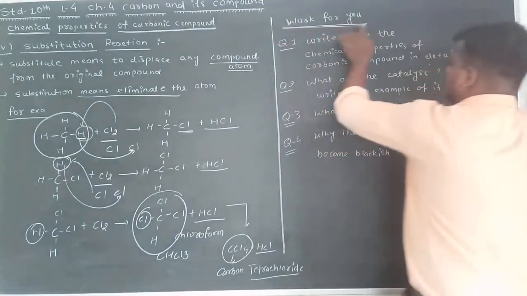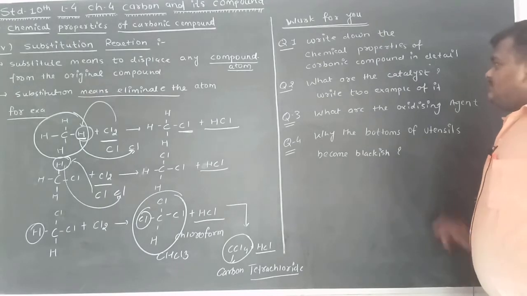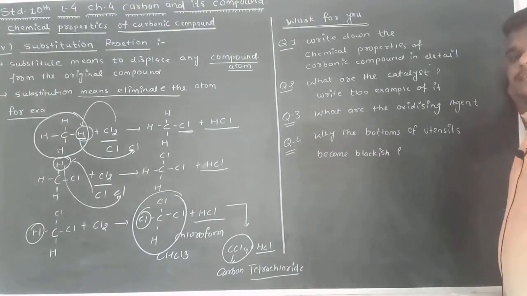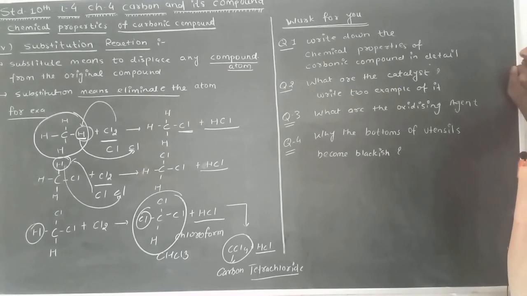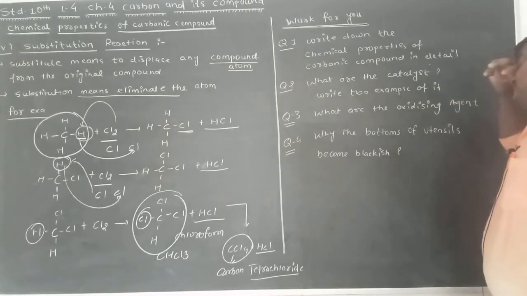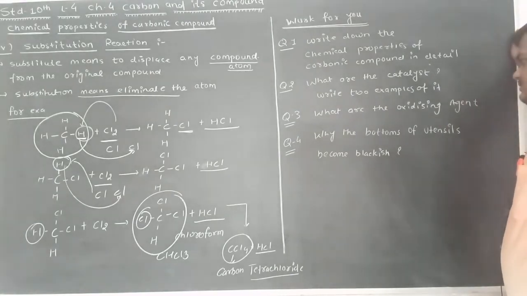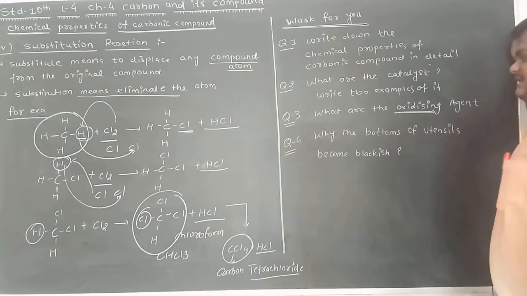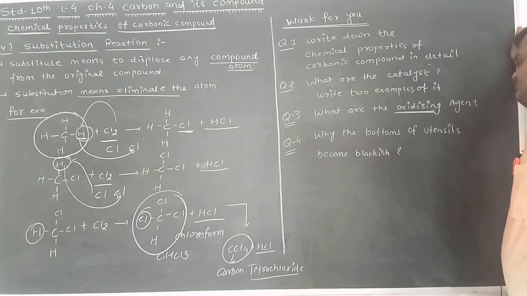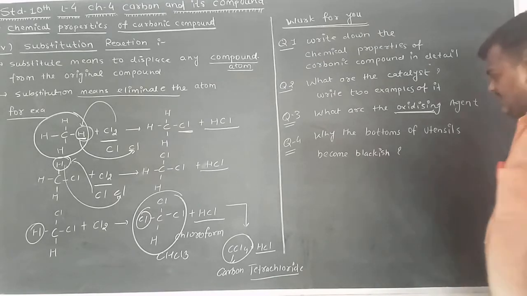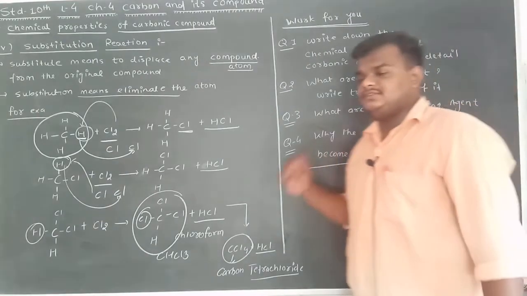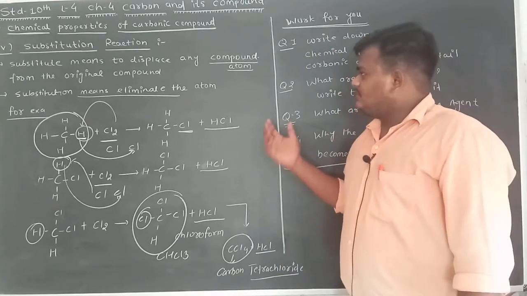Now here is work for you to write down in your workbook. Question number 1: write down the four chemical properties of carbonic compounds in detail. Question number 2: what are catalysts? Describe them and write down two examples. Question number 3: what are oxidizing agents? And question number 4: why do the bottoms of utensils become blackish? These four questions you have to write in your workbook for the upcoming lecture.